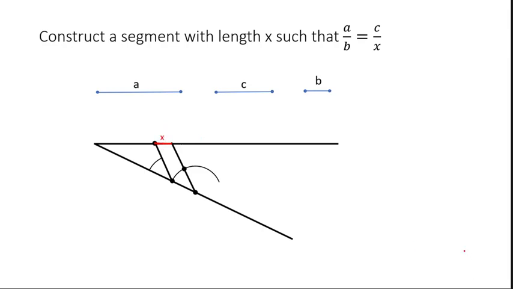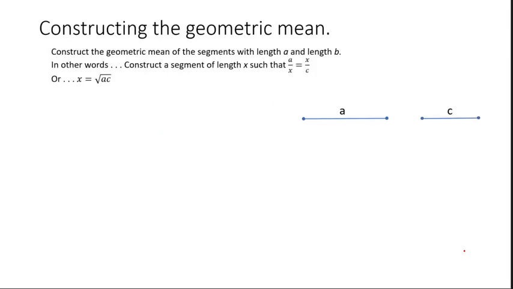Now our third and final construction, we are trying to construct the geometric mean. So we're given segments with length of a and with length of c, so not b but c. And what we're trying to do is construct the geometric mean. Or in other words, we're constructing a segment of length x such that a over x equals x over c. Right? That's what geometric mean means.